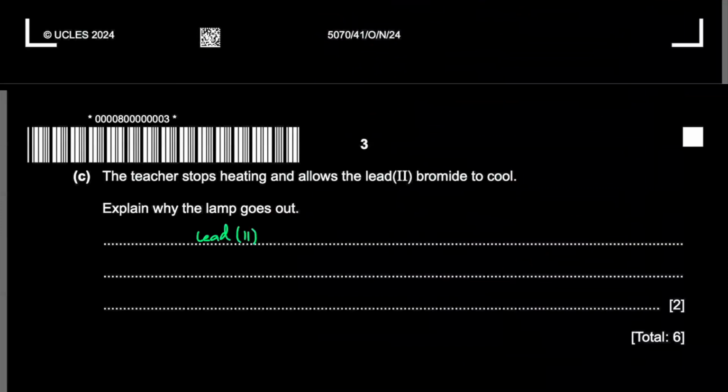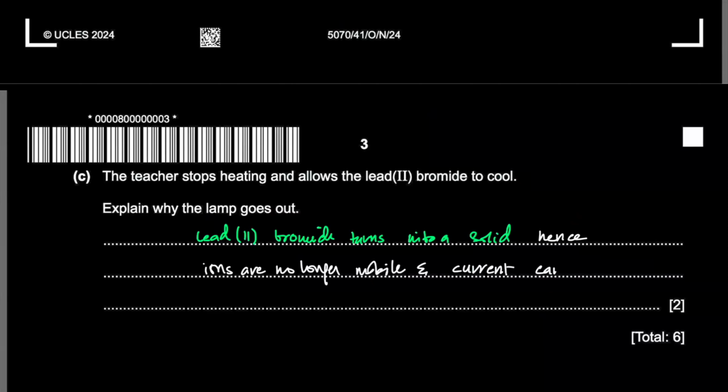So we can say that lead(II) bromide turns into a solid, hence ions are no longer mobile, and current cannot flow, because they cannot carry charge anymore.